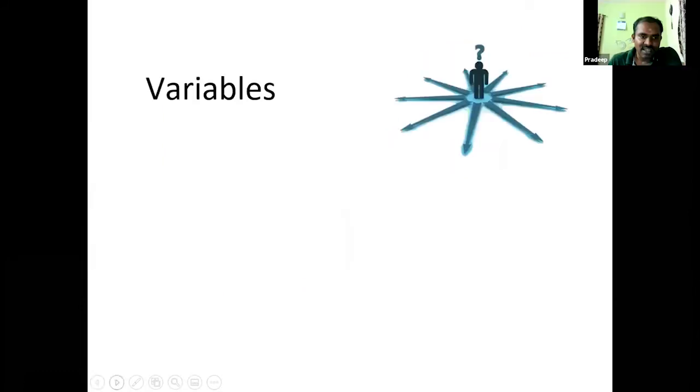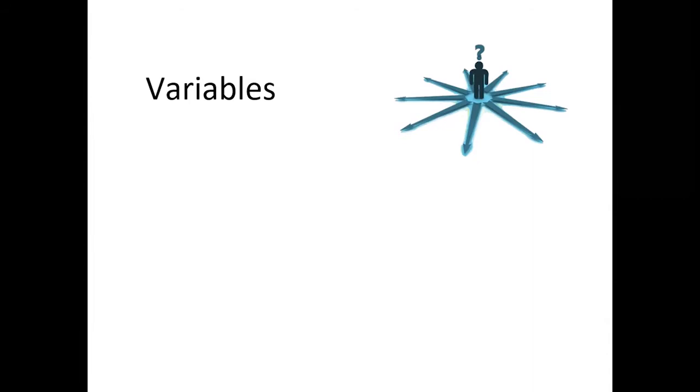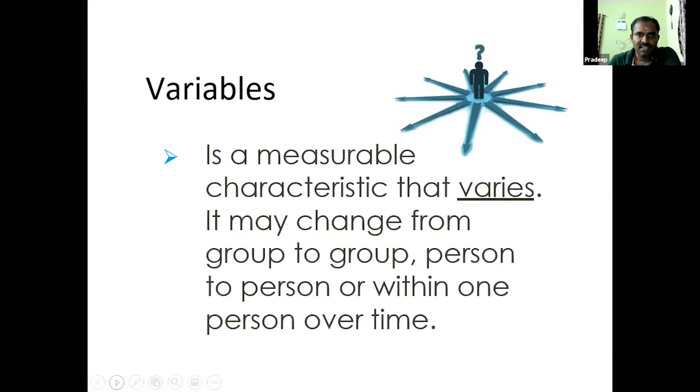Now I'll come to what you guessed. There's something called variables. Do you know what variables are? Different factors. Yes, variables are factors which vary. It's a measurable characteristic that varies. It may change from group to group, person to person, and from time to time also.